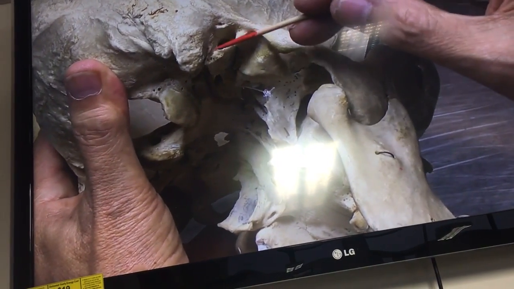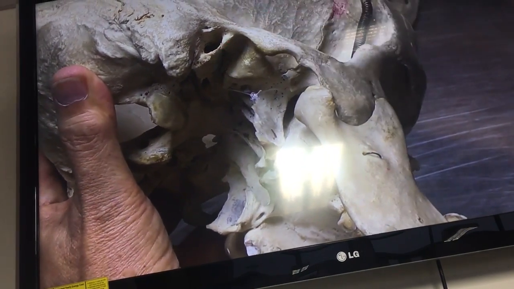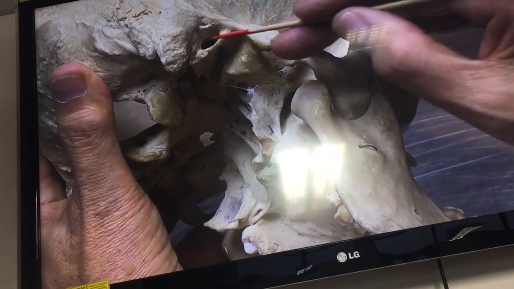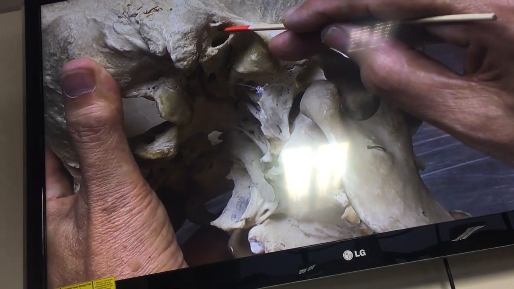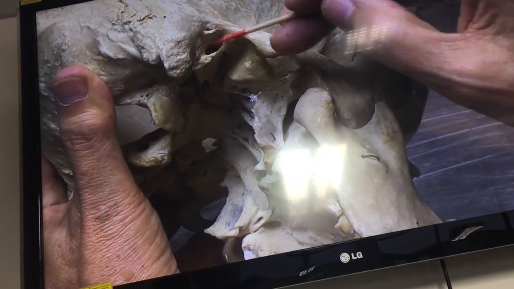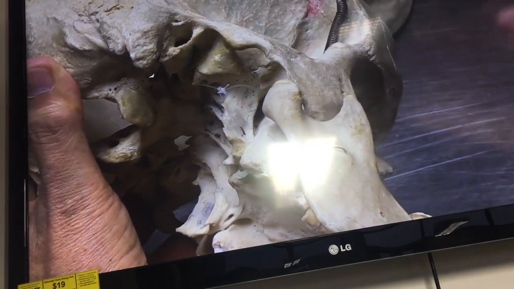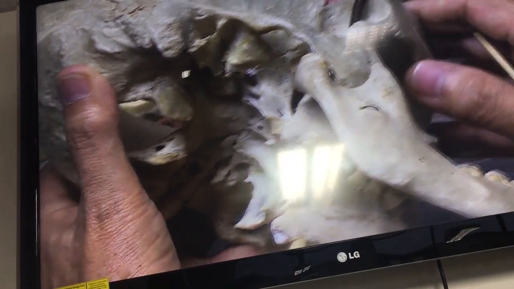And this is U-shaped. So it forms the bony part of the external auditory meatus, and the roof of it is formed by the squamous temporal bone. So the bony part of the external auditory meatus is formed by this tympanic part of the temporal bone and the squamous part of the temporal bone.